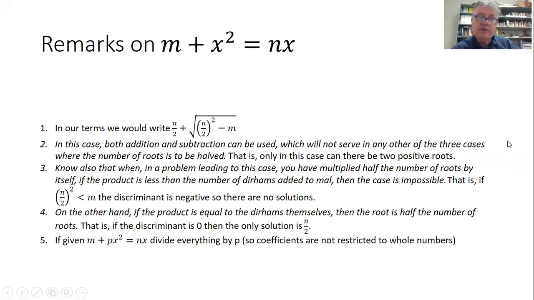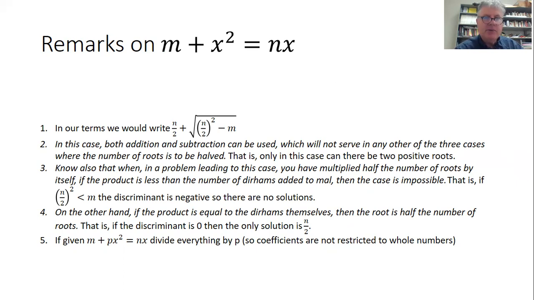Okay, so notice, we would write this as n on 2 plus or minus the square root of (n on 2) squared minus m. Okay, so he makes some comments on that. So this is very standard. You give the procedure, prove its validity, and then you give commentaries saying interesting things about what is happening.